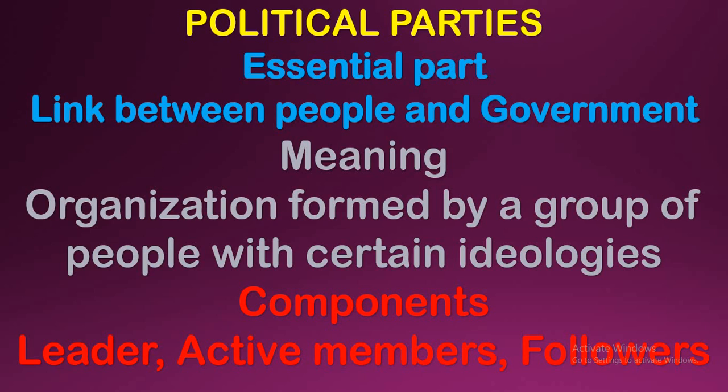What are the components? There are 3 components in political parties: the leader, active members and the followers. The leader, you know, we are about to elect through the election. Active members are the close supporters of the leader. And the followers follow what the leader says. Without these 3 being connected, without any one of them, nothing will be done in a proper way. If the leader is not there, the active members will not be there. If the followers are not there, there is no meaning of a leader. So the 3 components are essential for political parties.